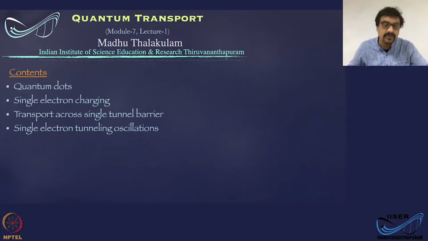In this module, we will start discussing the transport on zero-dimensional or quasi-zero-dimensional devices. Those are mainly quantum dots. In this lecture, we will go over the single electron charging, transport across single electron tunnel barriers, and the observation of single electron tunneling oscillations in single tunnel barriers.